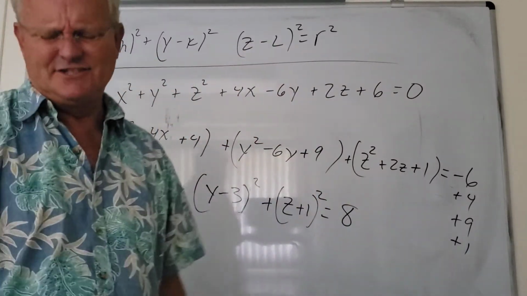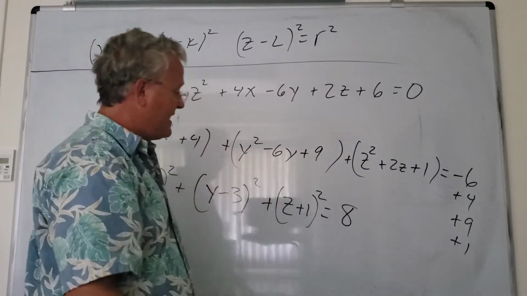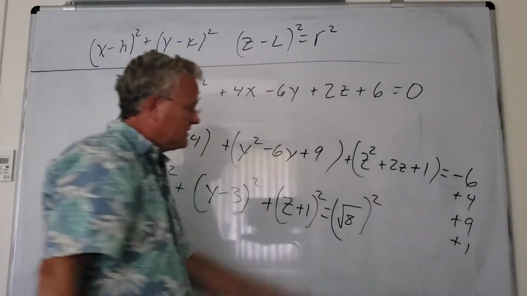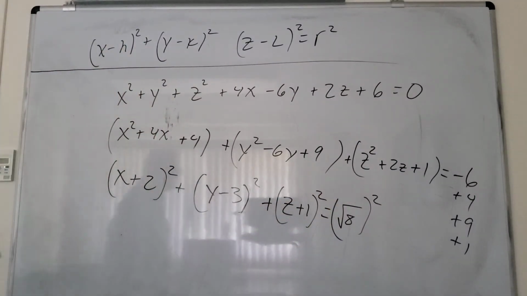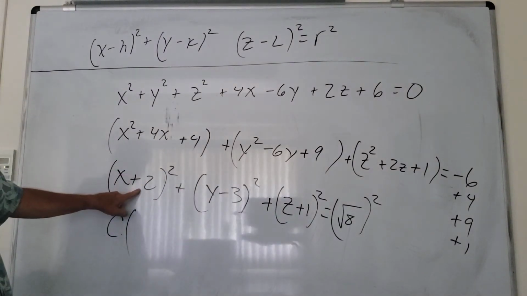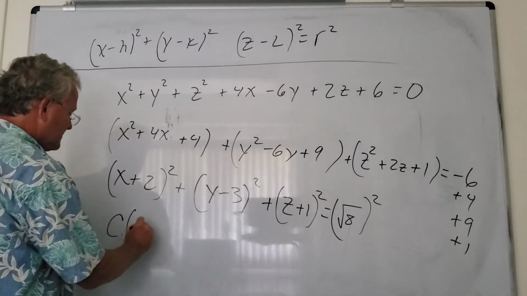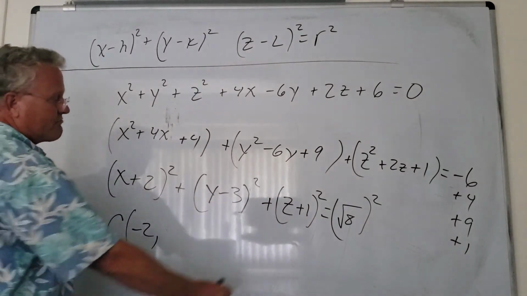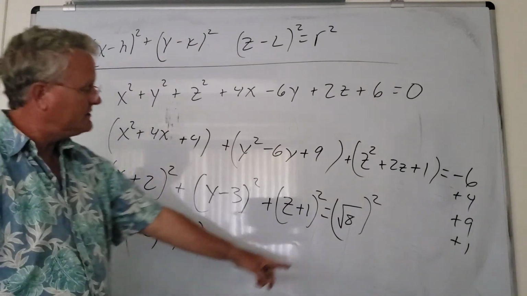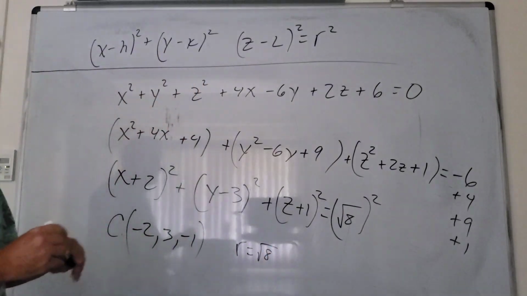So 8, let's just think of 8 as the square root of 8, quantity squared, just to get it into that form, because when I square that, we get 8. Now we can see what the center is. The center, keep in mind, is -2, because we can think of this as x minus a -2, right? So the center is (-2, 3, -1). What is the radius? The radius is the square root of 8. So that's how we do these types of problems.